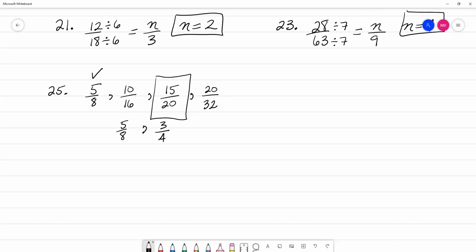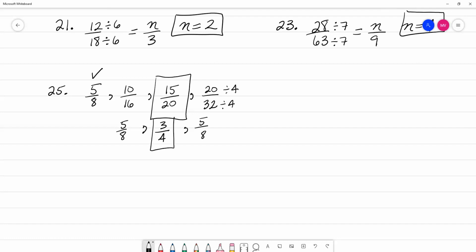simplified fraction, right? And then just to make sure you did it right, let's look at 20 and 32. What number divides evenly into 20 and 32? There we go. If you do 4, 4 goes into 20 5 times, and 4 goes into 32 8 times. So which one of these is not like the others?